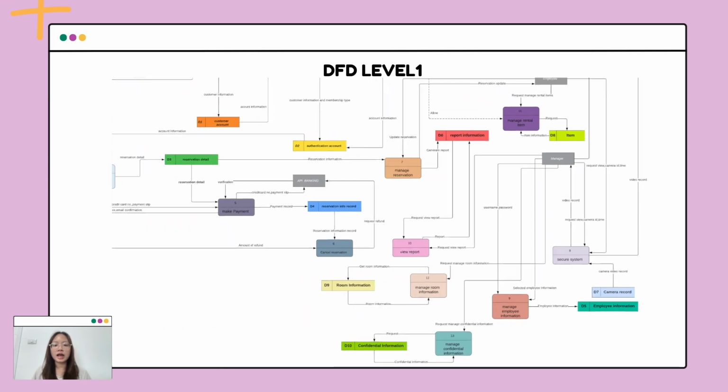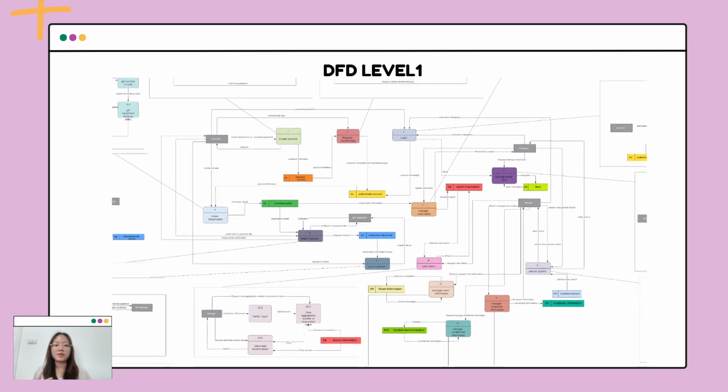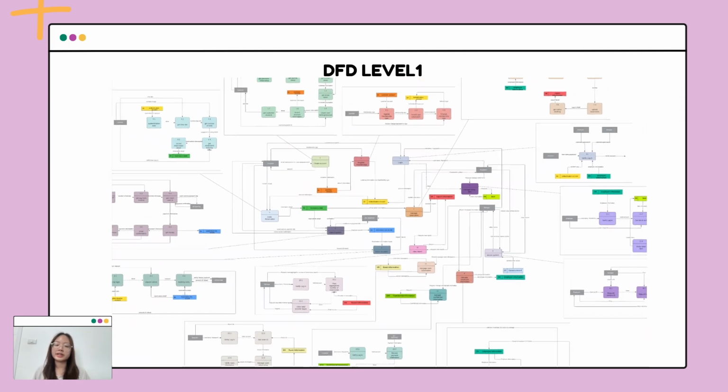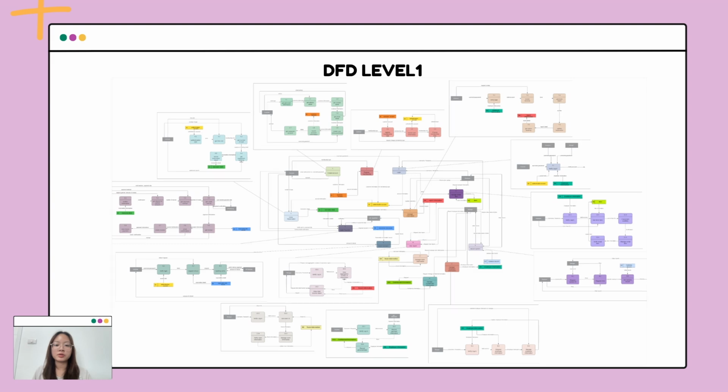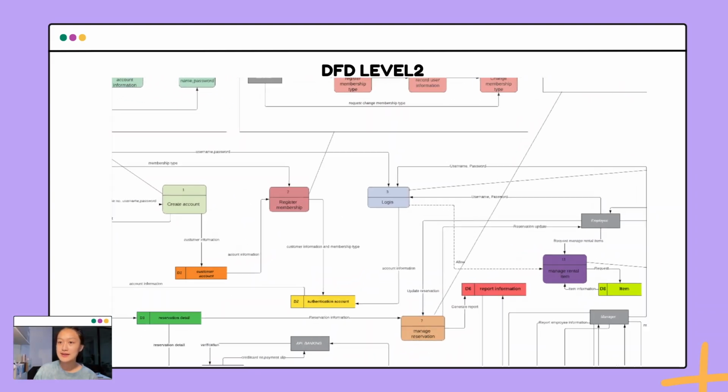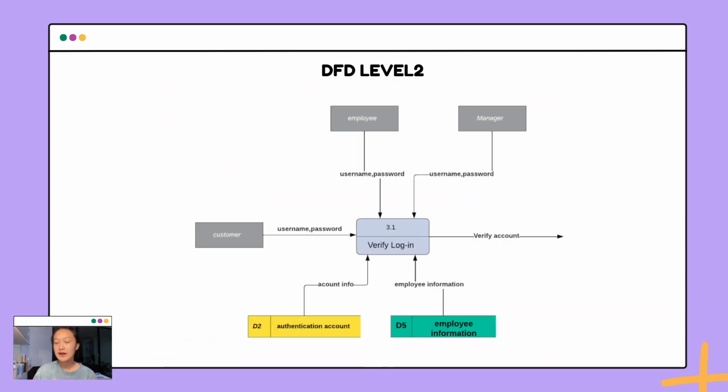Let's transition now to data flow diagram level 2, where we will expand on the details and interactions of this module. In the login process, first we have actors. There are two types of actors, customer and employee, and they provide their username and password to access the system. In process 1.1 verify login, this is a central process that takes the username and password from the customer and employee.